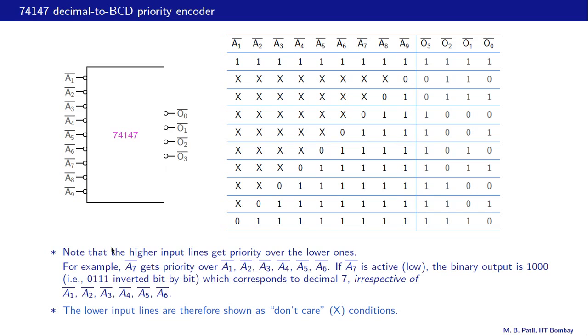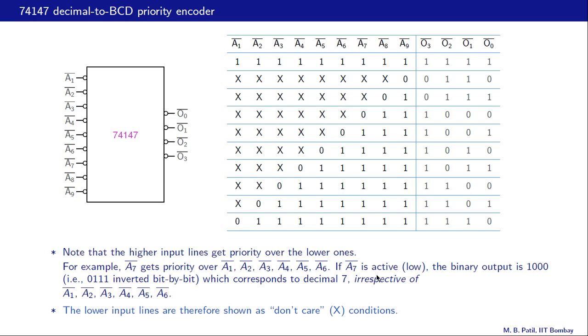So let us summarize. Note that the higher input lines get priority over the lower ones. That means A9 bar gets priority over all these others. A8 bar gets priority over A7 bar, A6 bar up to A1 bar, and so on. For example, A7 bar gets priority over A1 bar, A2 bar, A3 bar, A4 bar, A5 bar, and A6 bar.